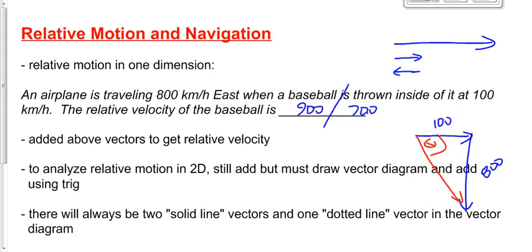When I'm doing these problems, I like to separate my vectors into two categories. I call them, and this is just my name for them, so you're not going to see this in a book anywhere, solid line vectors and dotted line vectors. The solid line vectors are the vectors that contribute to what actually happens to the object. The dotted line vector is what actually happens.